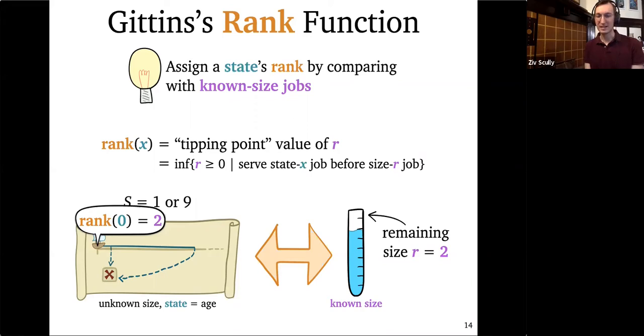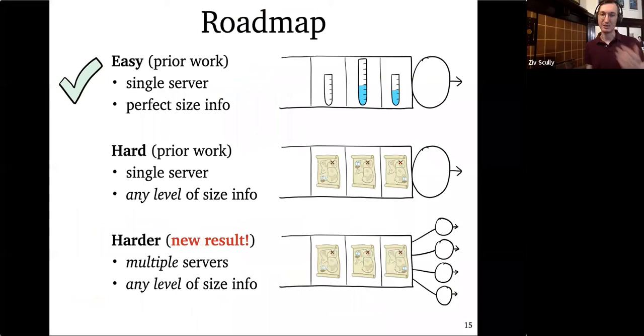All right, so that's the Gittins rank function. And as we've seen, computing the Gittins rank might be a difficult thing. That's kind of outside the scope of this work. But if you can compute this Gittins rank function, then you can solve this hard scheduling problem from prior work, where you've got a single server and any level of size information.